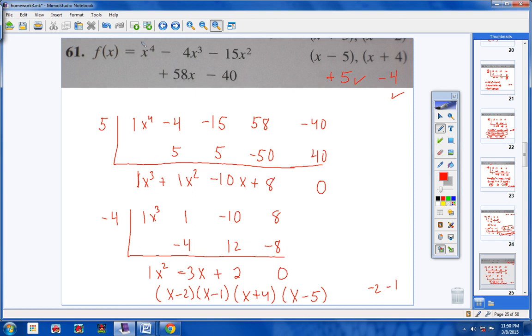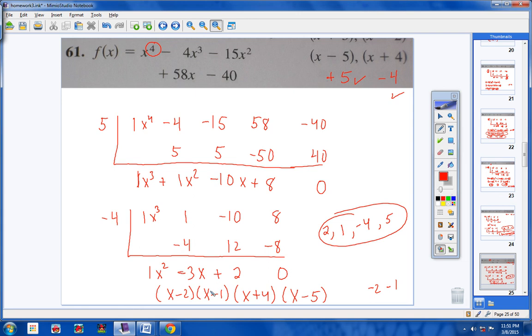How do we know we're done? Well, what's your degree? 4. So what's the most linear factors you'll have? 4. So what's the 0 for this parentheses? Positive 2. What's the 0 for this parentheses? Positive 1. What's the 0 for this parentheses? Negative 4. And what's the 0 for this parentheses? Positive 5. So there you found the 4 zeros.